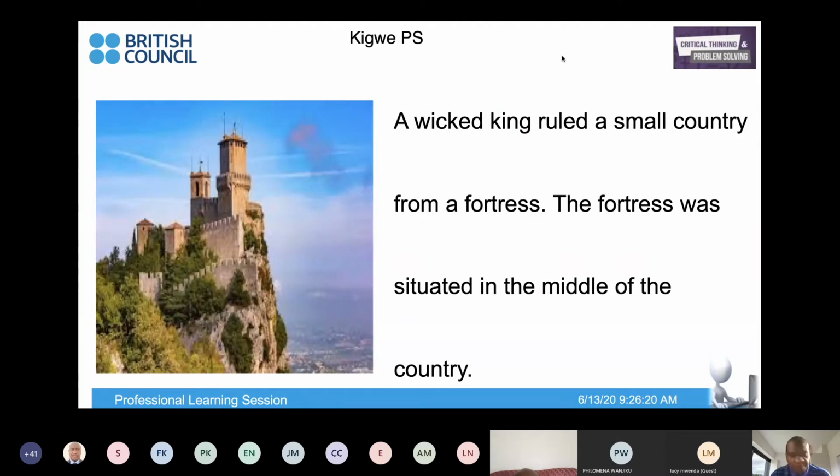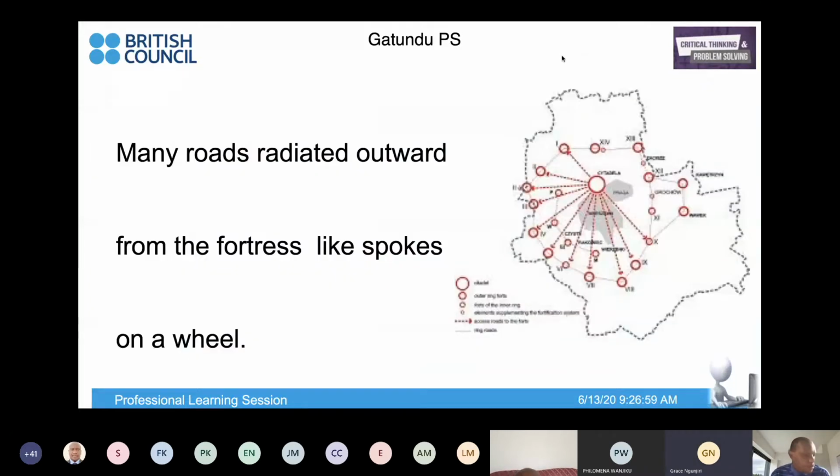A wicked king ruled a small country from a fortress. The fortress was situated in the middle of the, can't see, it's written at the end there. Gatundu? Many roads radiated outward from the fortress like spokes on a wheel.